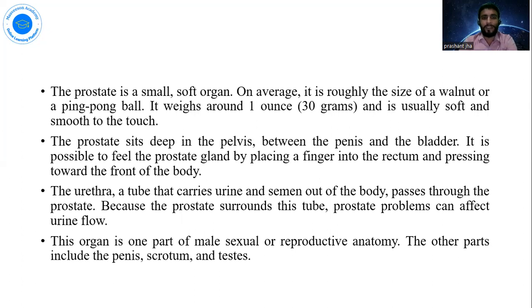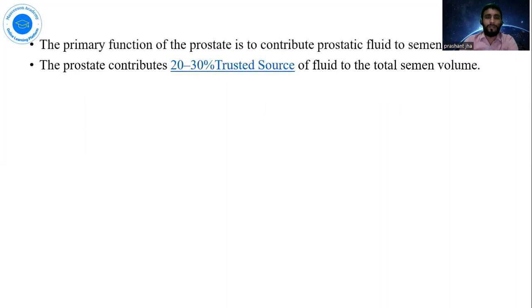This organ is one part of the male sexual or reproductive anatomy. The other parts include the penis, scrotum, and testes. The primary function of the prostate is to contribute the prostatic fluid to semen. The prostate contributes 20 to 30% fluid to the total semen volume.